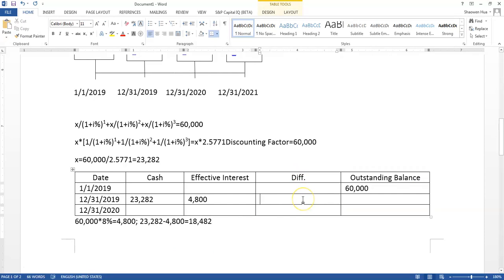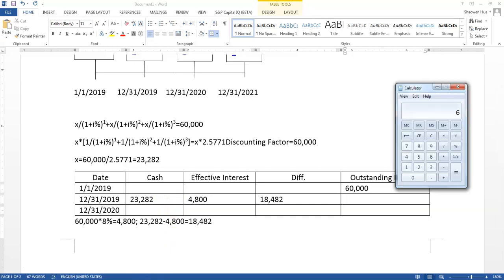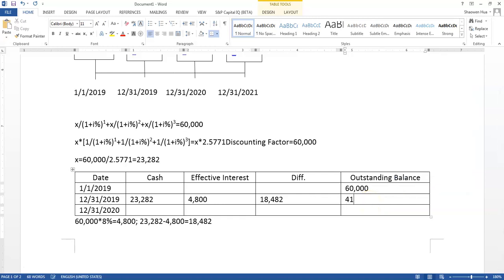So the difference column for December 31st, 2019 will be $18,482. So out of this cash payment, you not only paid off interest, but also some portion of the principal, notes payable. So the $60,000 is no longer so high. You have paid off some of your debt. Therefore, your outstanding balance should be reduced by the principal being paid off. So the new balance for your notes payable becomes $41,518.